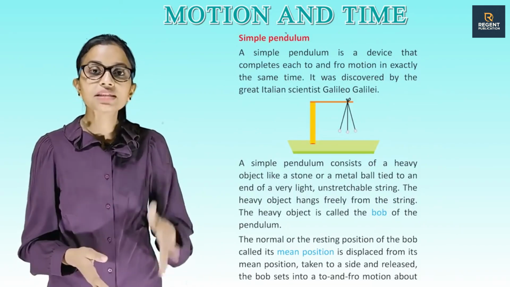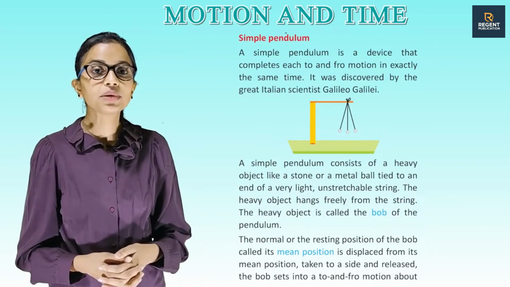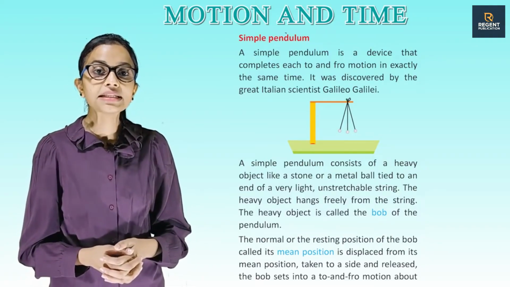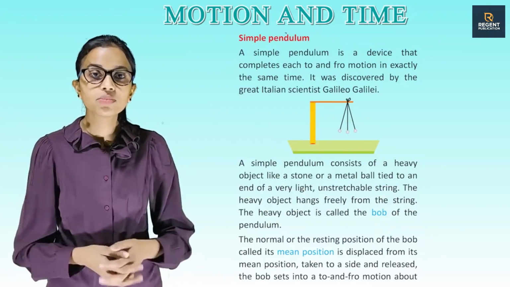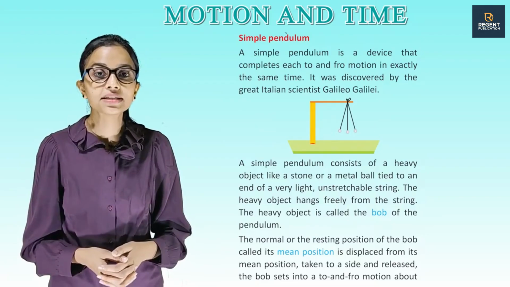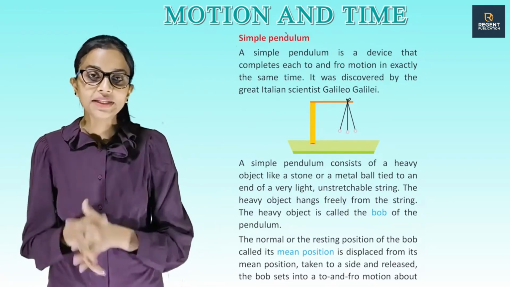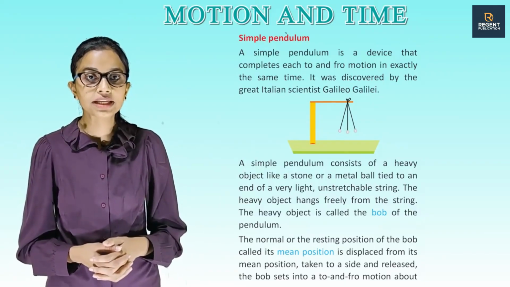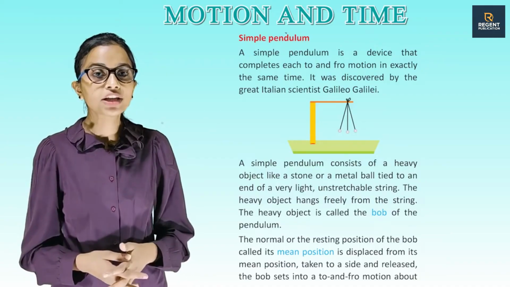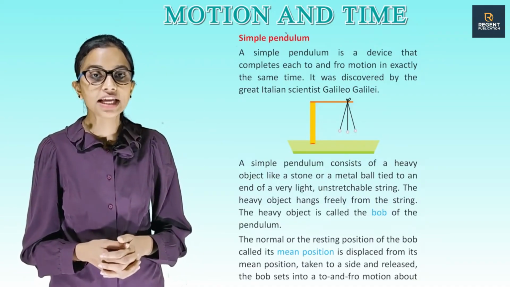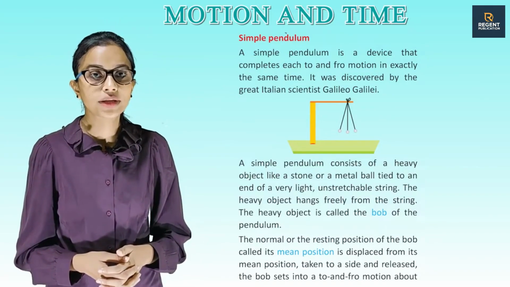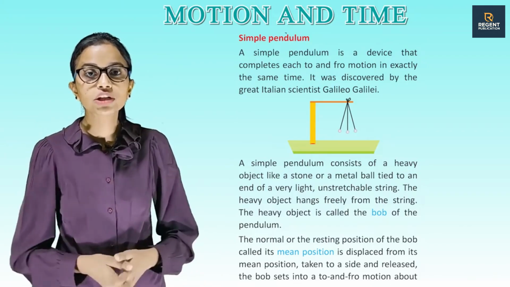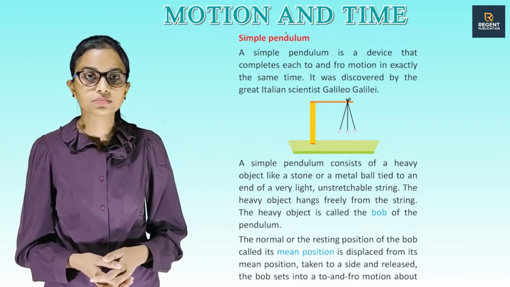Simple pendulum. A simple pendulum is a device that completes each to and fro motion in exactly the same time. It was discovered by the great Italian scientist Galileo Galilei. A simple pendulum consists of a heavy object like a stone or a metal ball tied to an end of a very light, unstretchable string. The heavy object hangs freely from the string. The heavy object is called the bob of the pendulum.